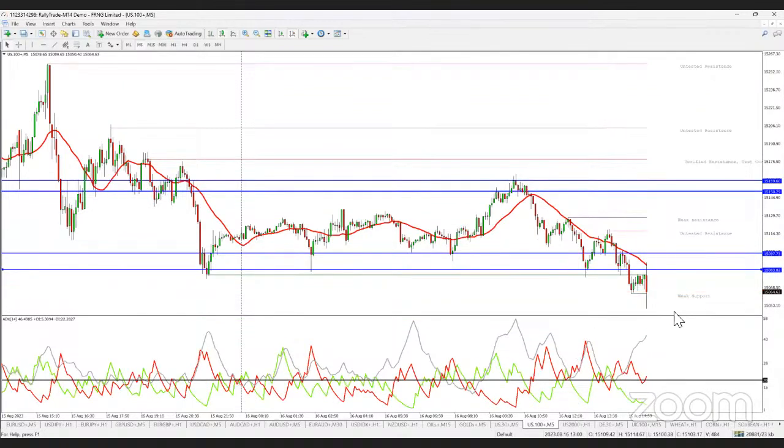So for US 100, I'll be following my ADX. ADX is giving me a sell signal. So for US 30 or US 100, ADX is giving a sell signal. All right, so that is basically all.